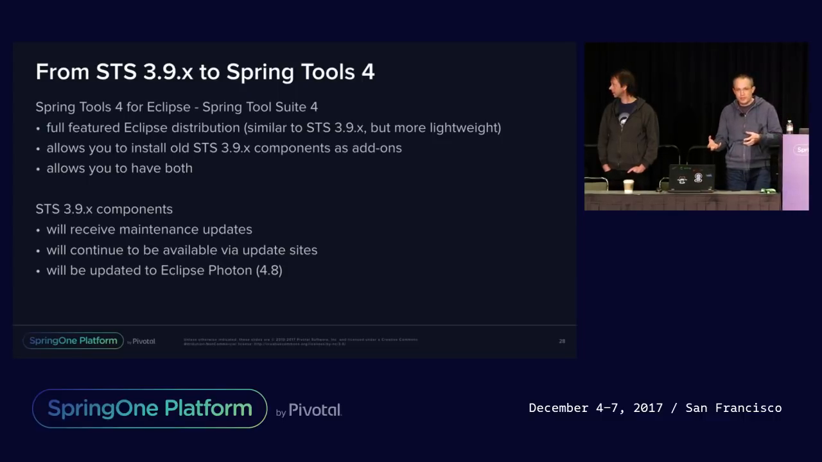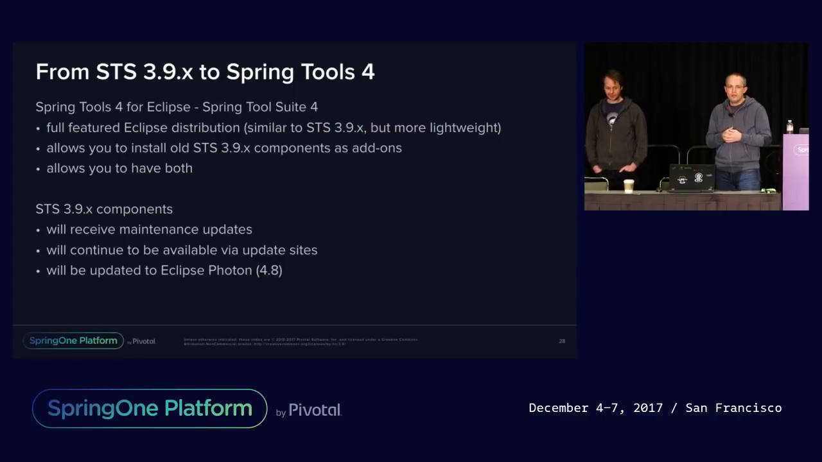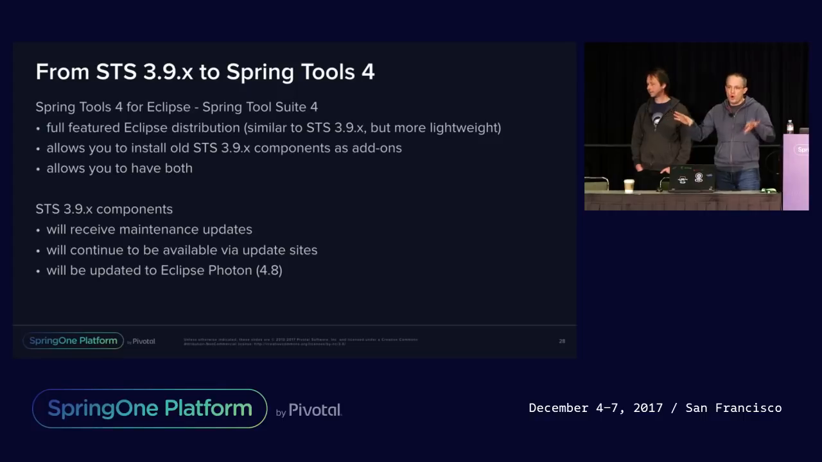That's one way. And the other thing I would like to mention is that we will continue to fix problems in the old tooling for a little bit more time. So they will be available as add-on components. There will be no Eclipse distribution anymore that you can download, but they will be available as add-on components. We will continue to fix problems and provide updates for the, let's say, STS 3.9x components with an update site, and it will be compatible with the next Eclipse release, of course. So if you still would like to use that, you can do that. So that's the outlook.